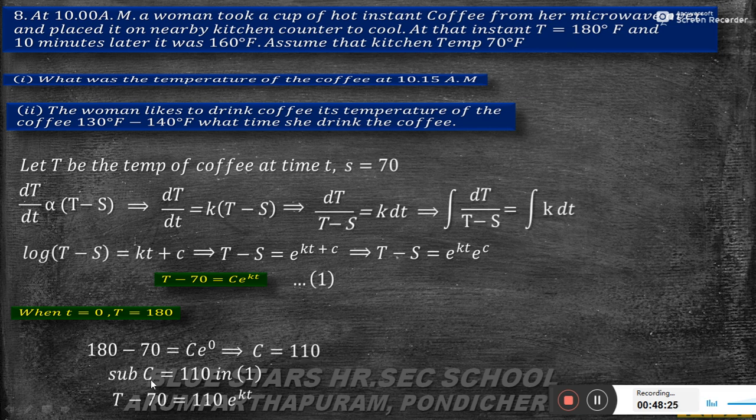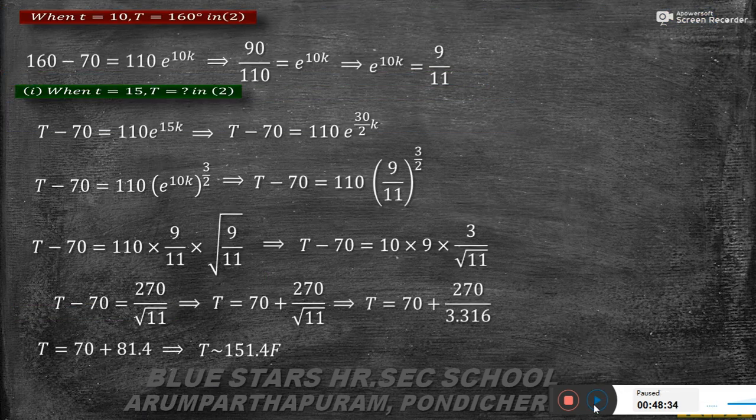Substitute C equal to 110 in equation number 1. Therefore T minus 70 equals 110 e power kt. This is equation number 2. Now when t equal to 10, after 10 minutes, the coffee comes to 160 degrees Fahrenheit. So I take small t equal to 10 and capital T equal to 160 in equation number 2, that means capital T minus 70 equals 110 e power kt. I substitute capital T equal to 160 and small t equal to 10.